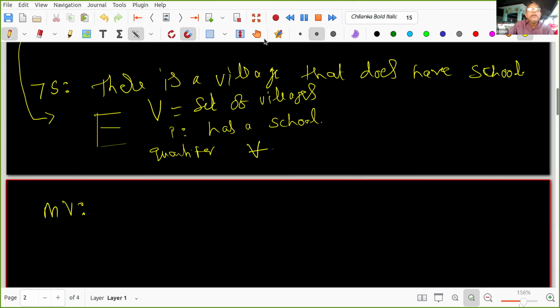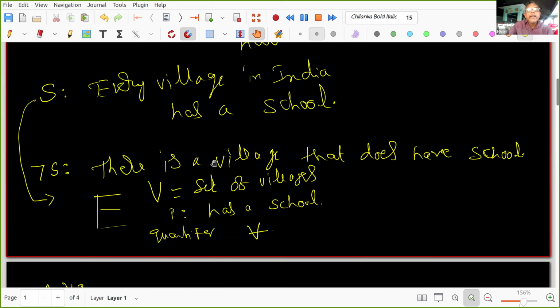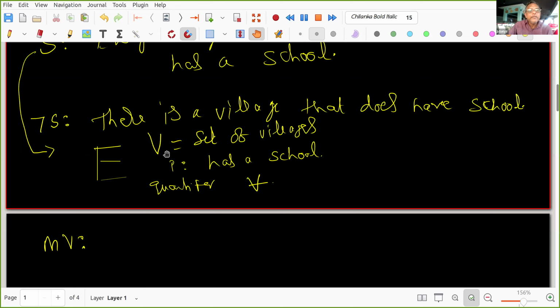So I want to write every village in India has a school. By using the set V, the property and the quantifier, I want to write it. How do I write it? Why are very few students responding? Have you not revised? How do I write this mathematically? That's the question we are asking.